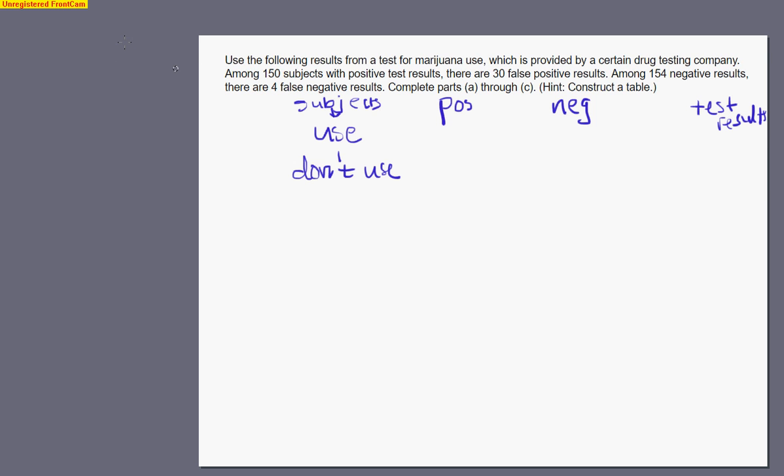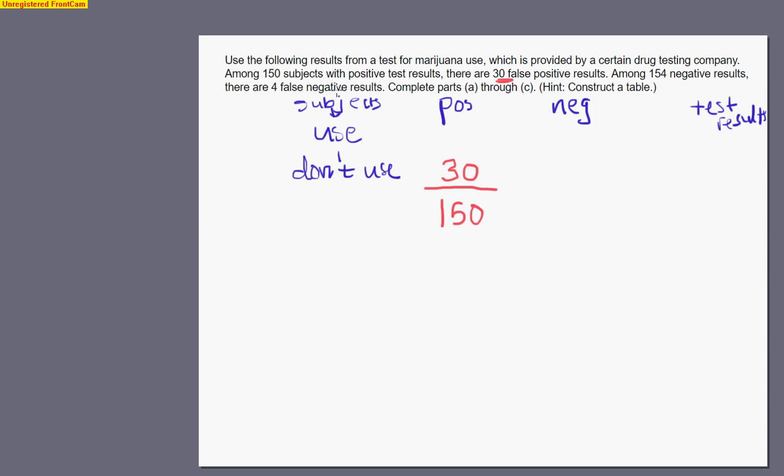What are we told? We are told that amongst 150 subjects with positive test results. So here are our positive test results. We know our total down here is going to equal 150 subjects with positive. Whether they use or don't use, we don't know. But we do know that there's 150 that test positive. But we are told that 30 of them are false positives. That means that they don't use the drug, but they're still testing positive. So that's going to be these guys right here. They're going to be 30 people who test positive but don't use the drug.